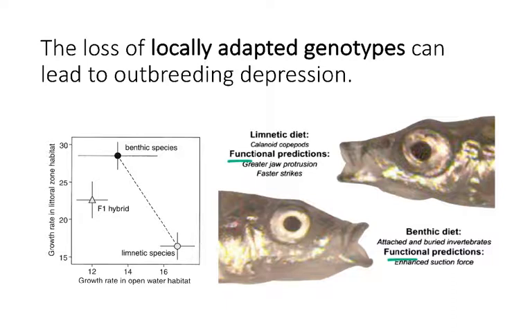So if we look at this graph on the left, we have the growth rate in the littoral zone and growth rate in open water, and we can see that the benthic species grows really well in its native habitat. Same for the limnetic species, which grows really well in its native habitat. But when you cross them, their F1 hybrid doesn't really do well in either habitat. So this could be an example of outbreeding depression, where you're now seeing low growth in the offspring, lower fitness compared to either parent, because now it has this mix of genes and they're not really adapted to either one of these habitats. So you're losing locally adapted genotypes.